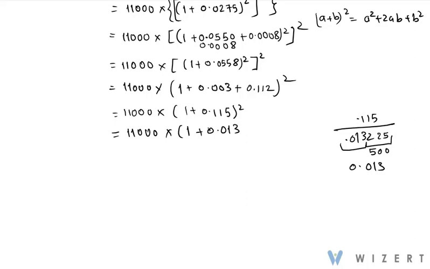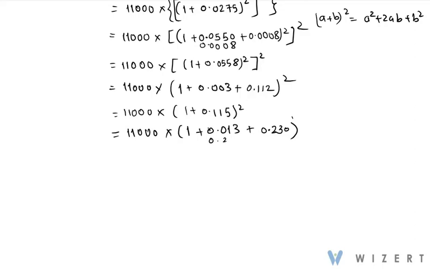And the next term is 2ab. So to find 2ab, we'll have to find 2 into 0.115, so that is equal to 5 2s are 10, 2 1s are 2 plus 1 is 3, 2 1s are 2. So that's the addition. So 0.0230. Let's write it here. 11,000 multiplied by 1 plus 0.342.